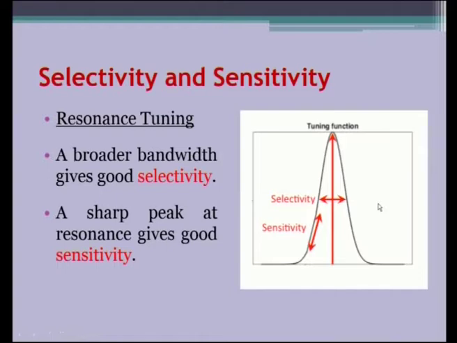So, we have to be very careful while designing the tuning circuits where the resonance is used, so that we are able to select the frequency and also we are having appreciable sensitivity. So, we have to strike a balance between the two. When we learn about the tuned circuits, these two terminologies will become very important. So, this has given us some idea about the two terms selectivity and sensitivity.